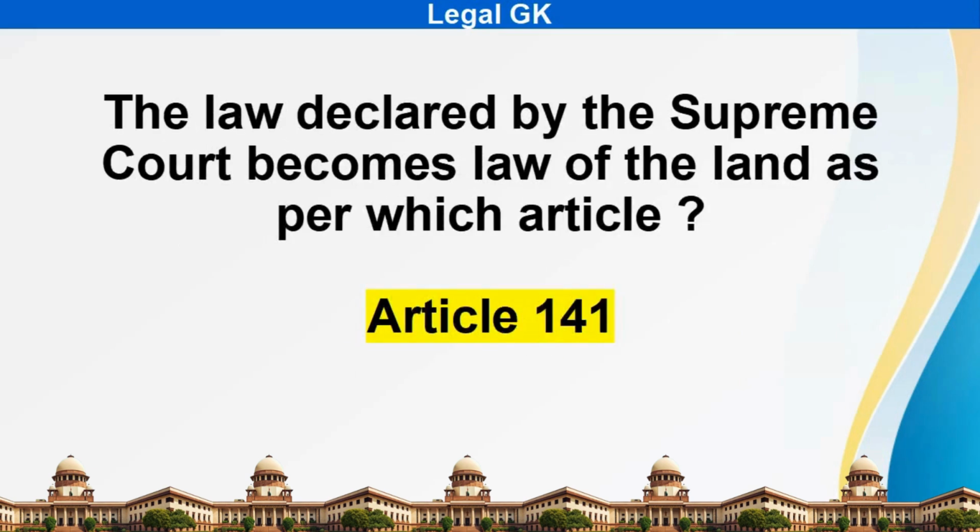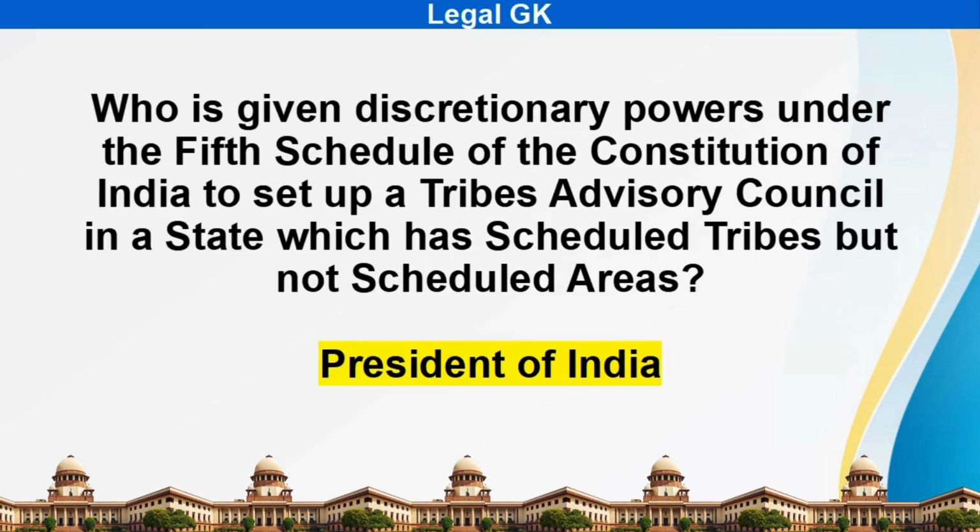The law declared by the Supreme Court becomes law of the land as per which article? Article 141. Who is given discretionary powers under the 5th schedule of the Constitution of India to set up a tribes advisory council in a state which has scheduled tribes but not scheduled areas? President of India.